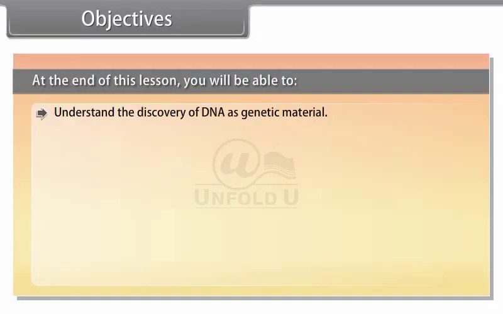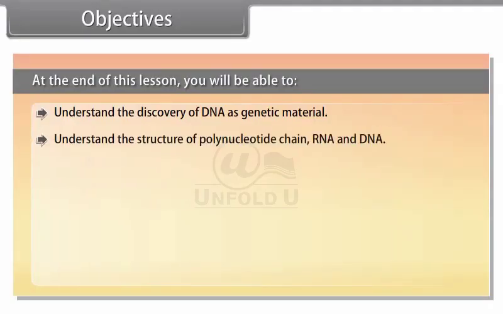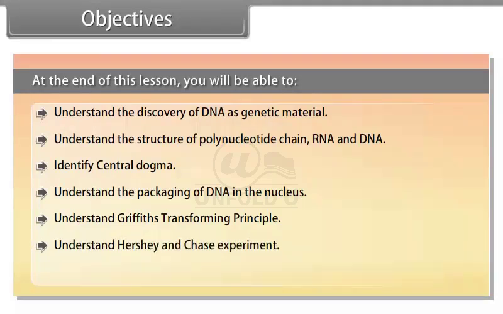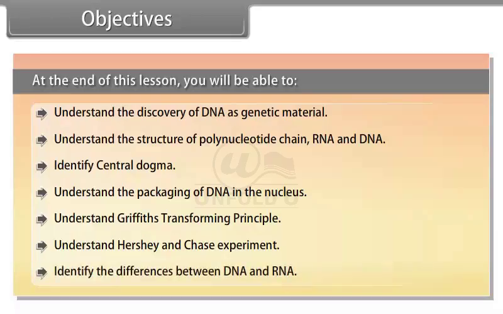At the end of this lesson, you'll be able to understand the discovery of DNA as genetic material, understand the structure of polynucleotide chain, RNA and DNA, identify central dogma, understand the packaging of DNA in the nucleus, understand Griffith's transforming principle, understand Hershey and Chase experiment, identify the differences between DNA and RNA, identification of DNA as genetic material.